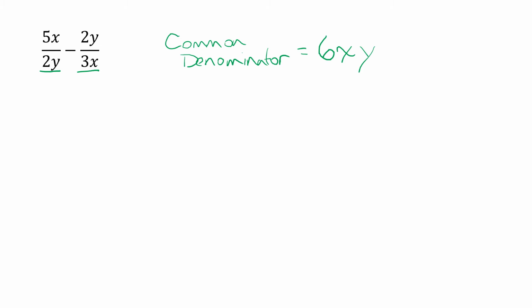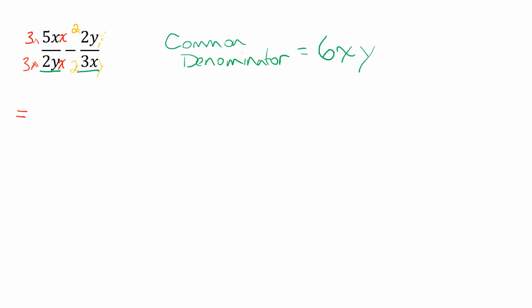And then we are going to multiply each fraction by varied amounts to make that denominator happen. So the fraction on the left, it's going to need a 3. 3 times 2 is going to make it 6. We've got to do that to the top and the bottom. And it's going to need an x on the top and the bottom. And then the fraction on the right is going to need to be multiplied by 2 to get a denominator of 6. And it's also going to need to be multiplied by y.